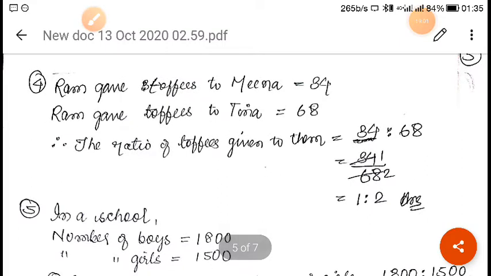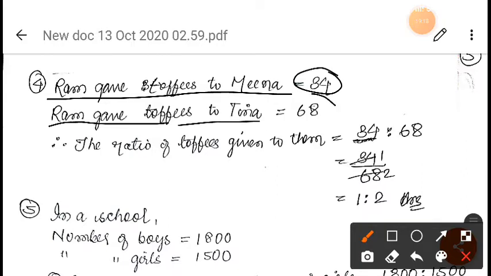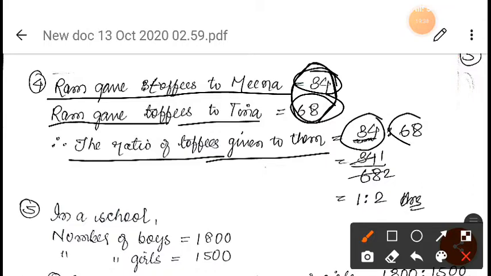Now we will see question number 4, which is a very easy question. In question number 4, Ram gave 34 trophies to Meena and 68 trophies to Tina. As you can see, Ram gave Meena 34 trophies and Tina 68, right? What they have asked is to find the ratio of trophies given to them, meaning the ratio between these two numbers. So the ratio of the trophies given to them will be 34 is to 68, right?